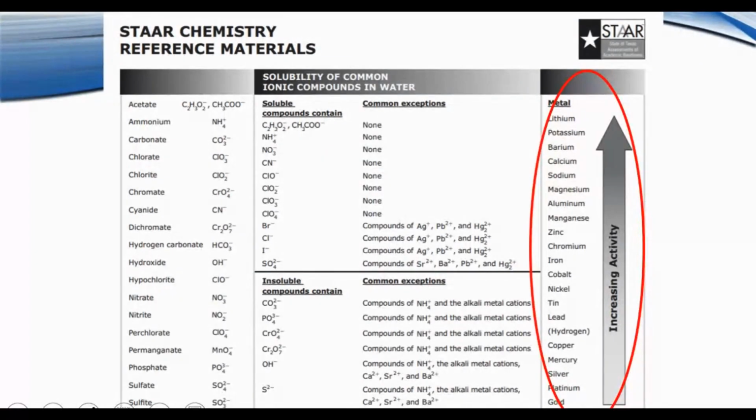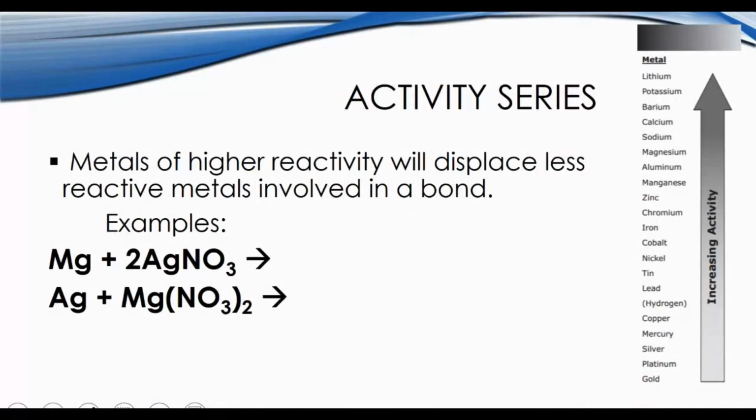So here, what you have on screen is a copy of the STAR reference sheet that we use in class. Now, here on the right side, we have this section that says increasing activity. It's circled in red. That is really where we are focusing our attention, okay? So make sure that we have a copy of this or we are able to refer to it while we go through the example.